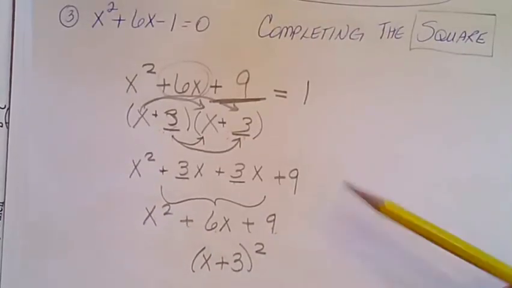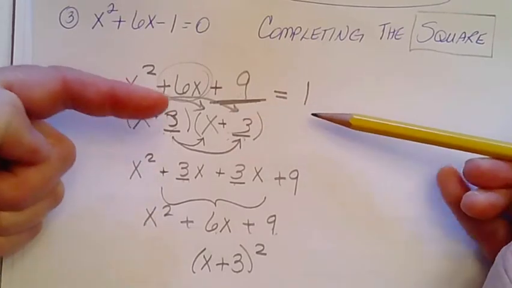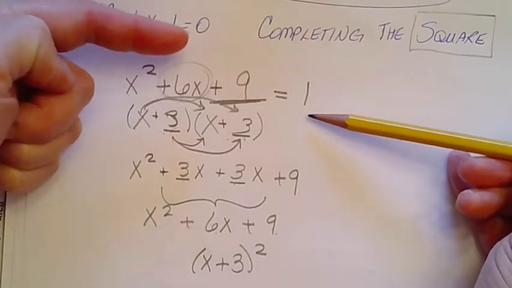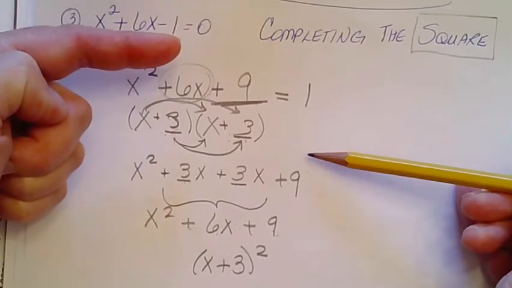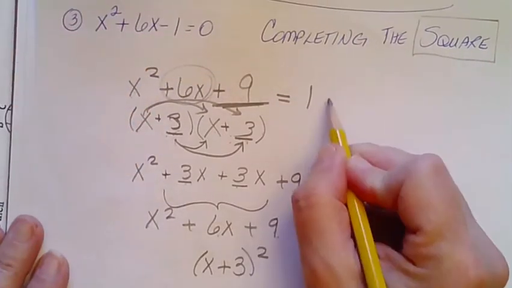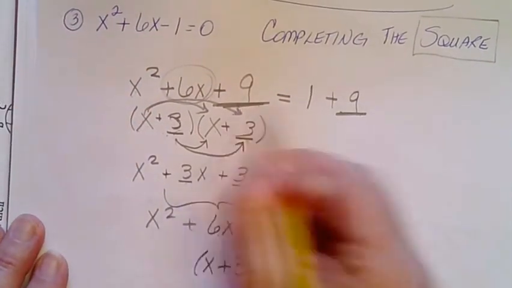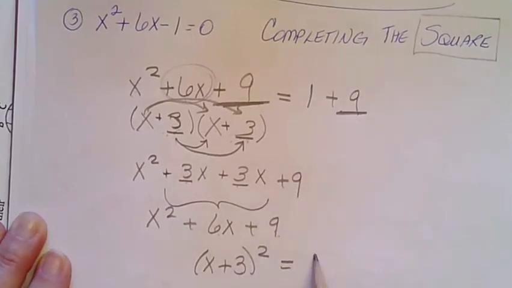But here's the story. This, a moment ago, was an equation. These two things were equal, and then we went ahead and added 9 to one side. Well, now they're not equal anymore because this one is bigger. So if we add 9 to the other side, now they are equal again. So let's add 9 to both sides so it stays equal. And of course that equals 10.